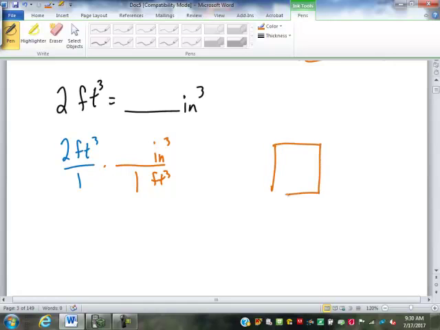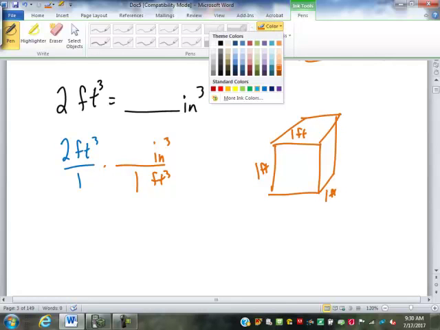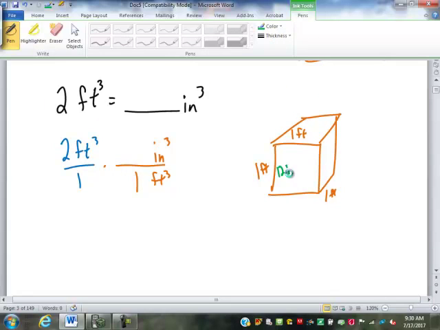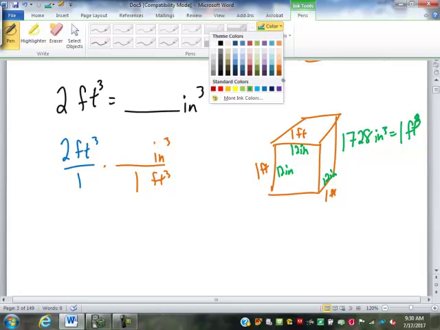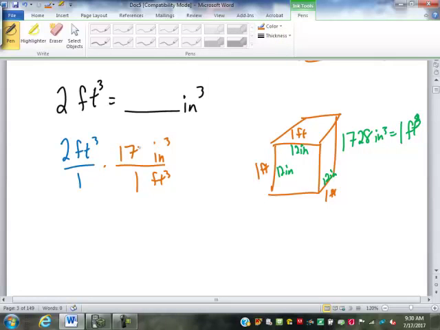There you go. It's 1 foot by 1 foot by 1 foot, which is 12 inches times 12 inches times 12 inches, or 1,728 inches cubed in 1 cubic foot. So this is going to be 1,728 up here.